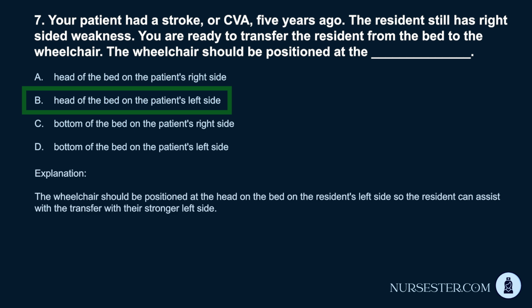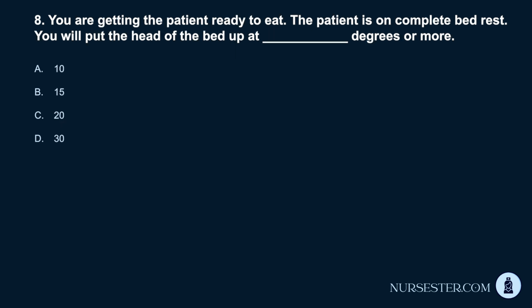The wheelchair should be positioned at the head of the bed on the resident's left side so the resident can assist with the transfer with their stronger left side. 8. You are getting the patient ready to eat. The patient is on complete bed rest. You will put the head of the bed up at underscore degrees or more.